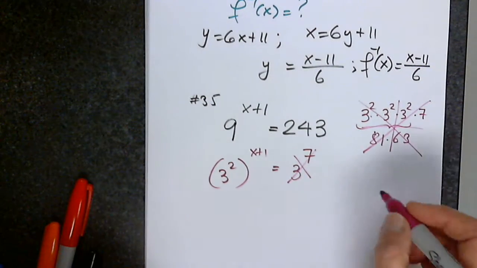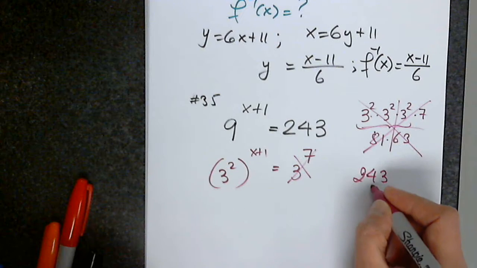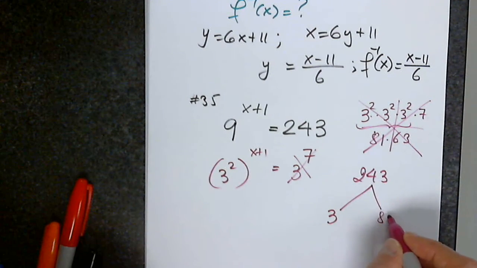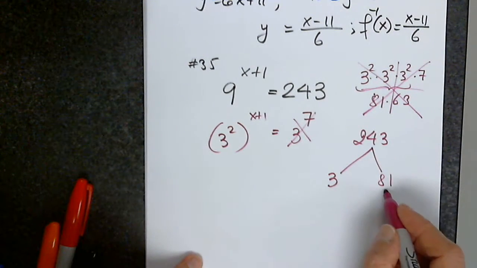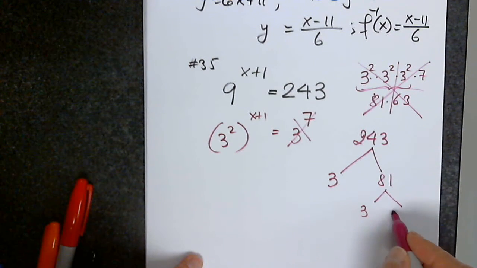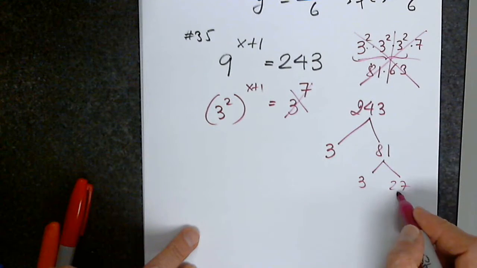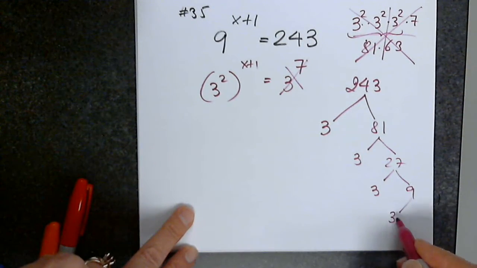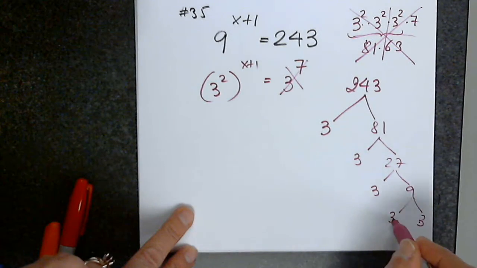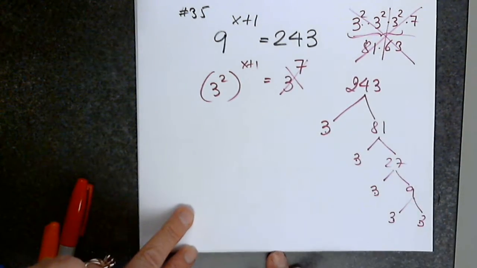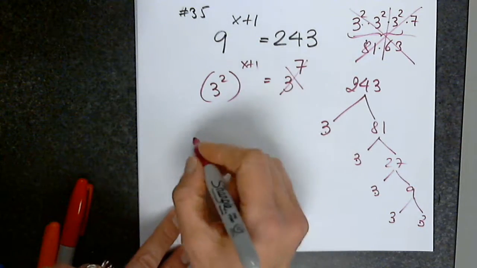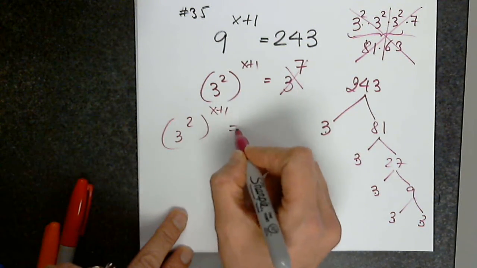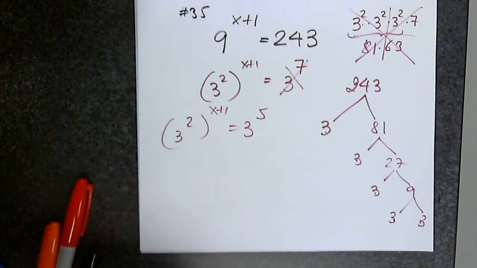Here's how we do it. 243 is divisible by 3. So then I get 81. This is divisible by 3, and I get 27. This is divisible by 3, and I get 9. This is divisible by 3, and I get 3. 1, 2, 3, 4, 5. Okay? So 3 squared to x plus 1 equals 3 to the 5th.